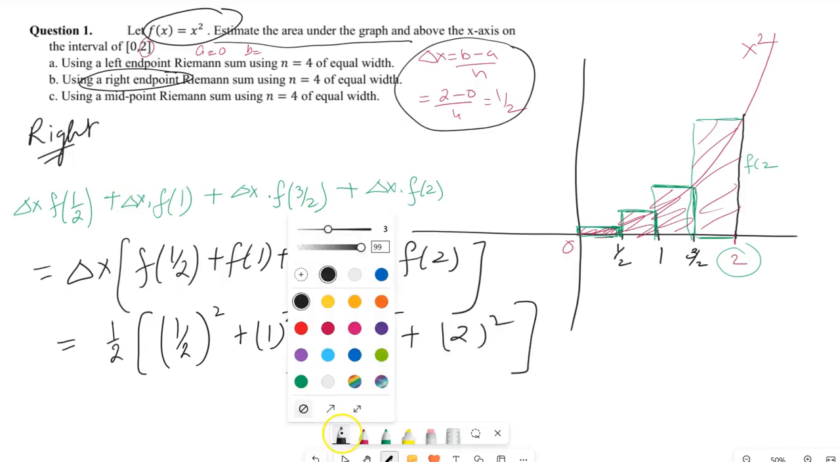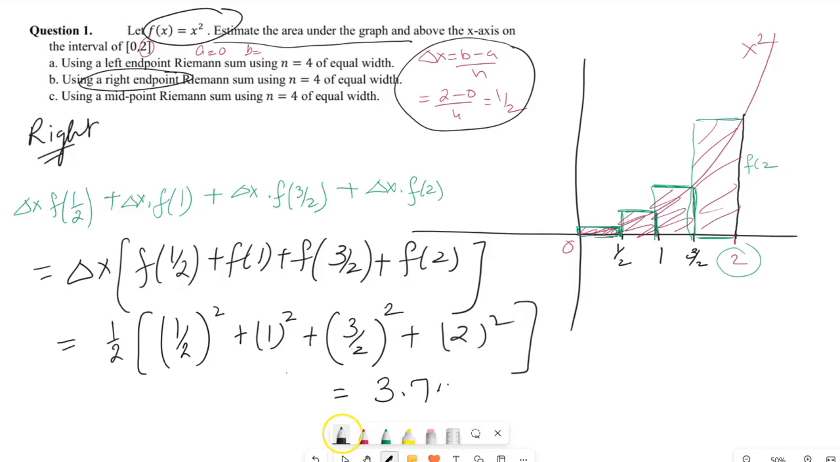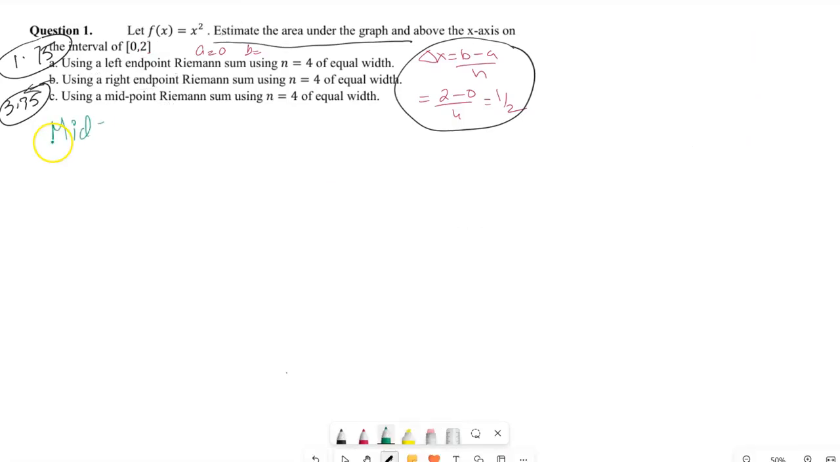If you put that all in a calculator, we are getting 3.75. So you remember from the left hand side, we estimated the area to be 1.75. From the right hand side, we are estimating it is 3.75. Now we have one more case, that is the midpoint Riemann sum. Let's work on the midpoint Riemann sum now.